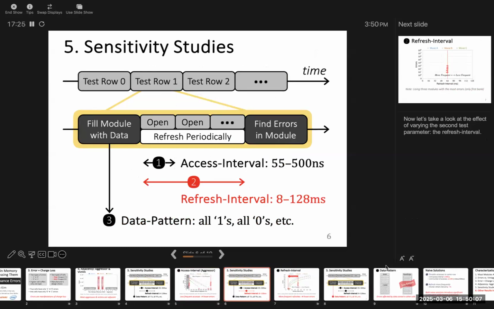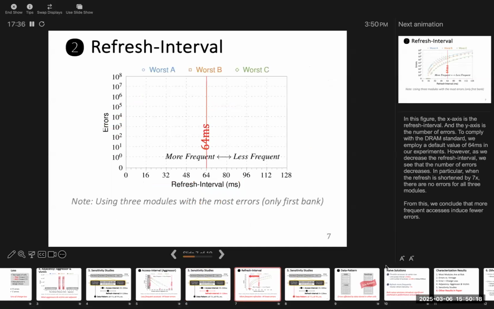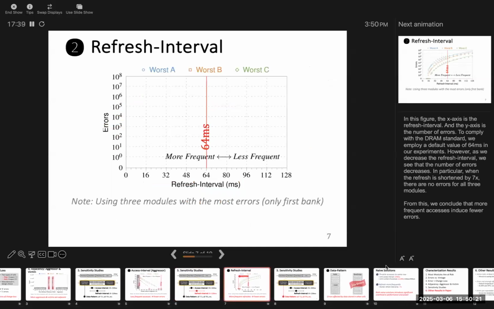The second parameter they change is the refresh interval. Now they are keeping the other two things the same, the access pattern and the activation interval. This is the refresh interval; actually it is required in the paper. They said that for all the DRAM modules, your refresh cycle should be greater than or equal to 64 milliseconds.